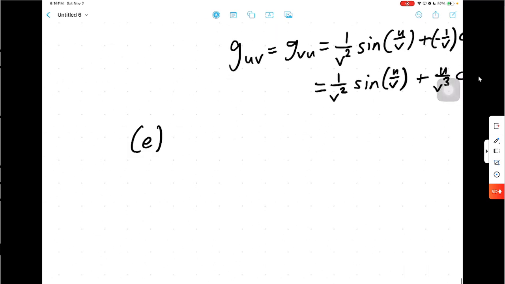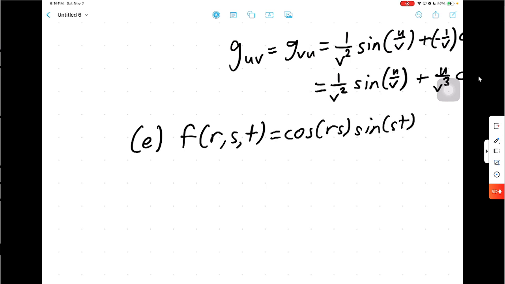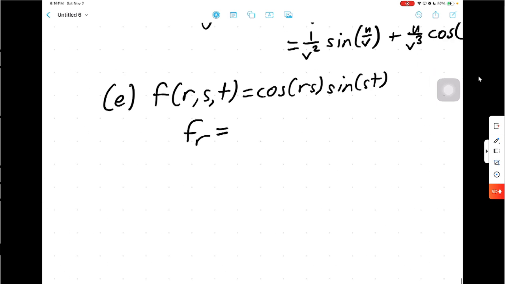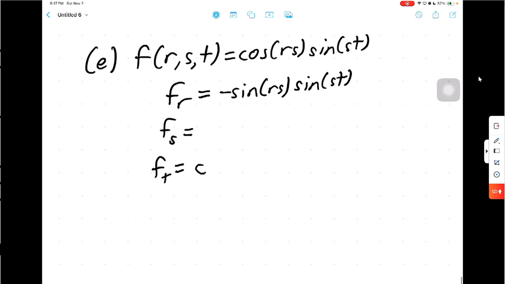E, this is only first. f of rst is equal to cosine of rs sine of st. So starting with fr, we're going to get negative sine of rs sine of st. Fs we're going to do last. F of t is going to become cosine of rs cosine of st.